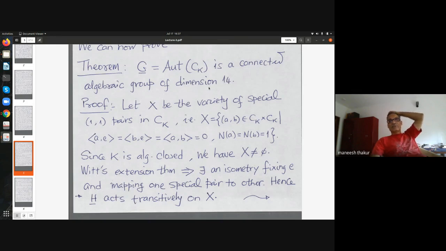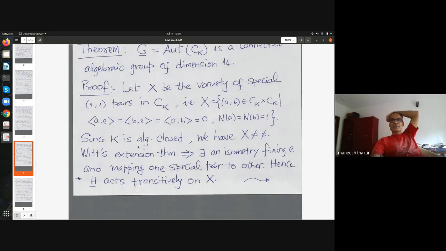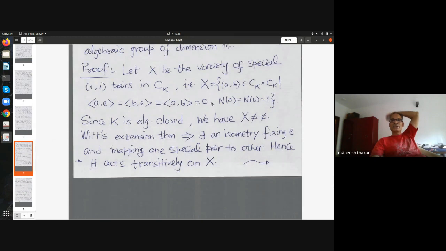So for that, what we do is we work with this variety of special 1-1 pairs that I introduced, which just means the set of all ordered tuples A comma B, where norm A is equal to norm B equals 1, A and B are orthogonal to each other and their traces are 0. So such pairs exist over the algebraic closure. So X is a non-empty variety defined over K bar, not necessarily over K. See here, we are saying that traces are 0. So that means A and B are in E perp.